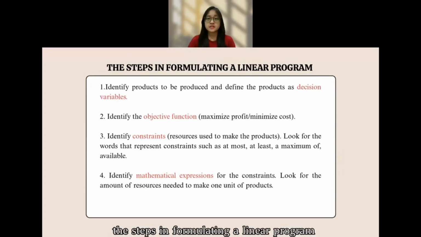The steps in formulating a linear program. 1. Identify the product to be produced and define the product as the decision variable. 2. Identify the objective function. The objective function can be either to maximize profit or minimize cost. 3. Identify constraints, the resources used to make the product. Look for words that represent constraints such as at most, at least, maximum of, and available. 4. Identify mathematical expressions for the constraints. Look for the amount of resources needed to make one unit of product.